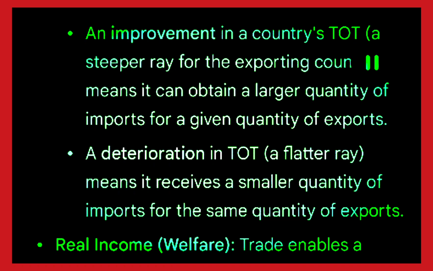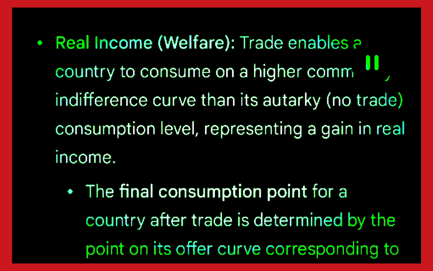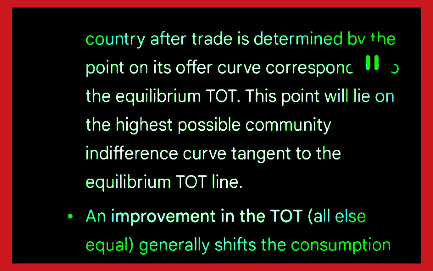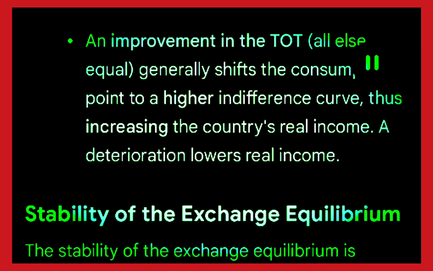Real income, welfare. Trade enables a country to consume on a higher community indifference curve than its autarky, no trade consumption level, representing a gain in real income. The final consumption point for a country after trade is determined by the point on its offer curve corresponding to the equilibrium TOT. This point will lie on the highest possible community indifference curve tangent to the equilibrium TOT line. An improvement in the TOT, all else equal, generally shifts the consumption point to a higher indifference curve, thus increasing the country's real income. A deterioration lowers real income.